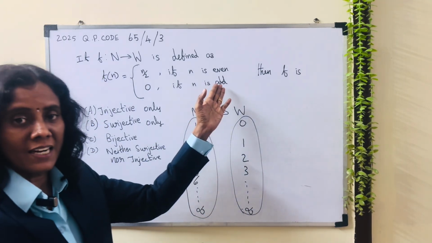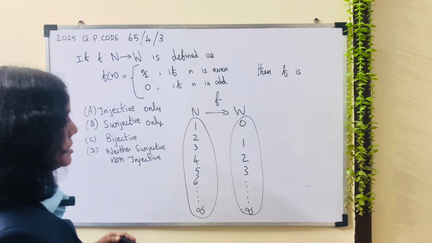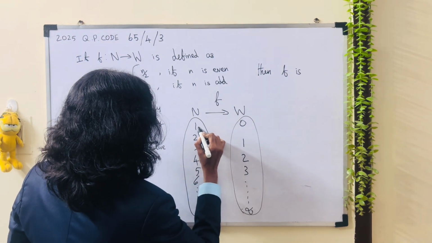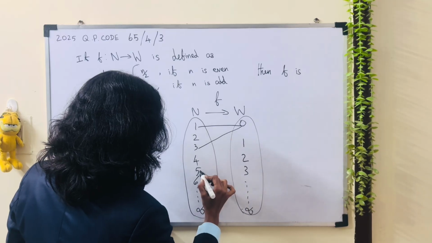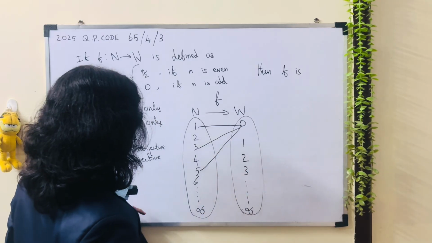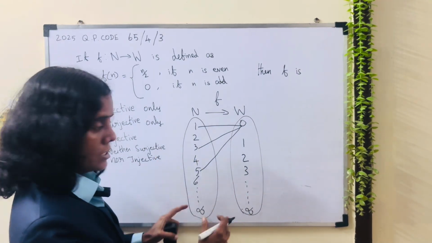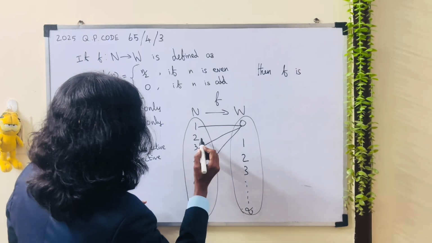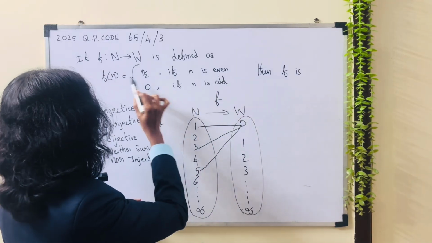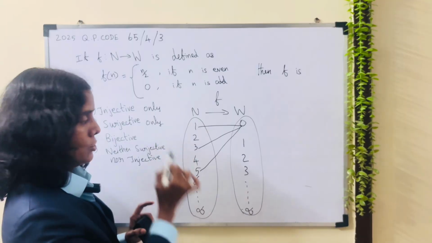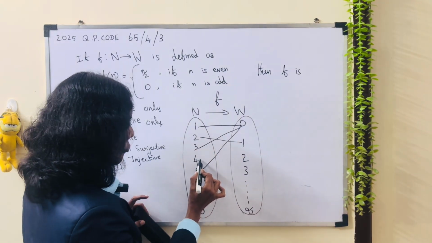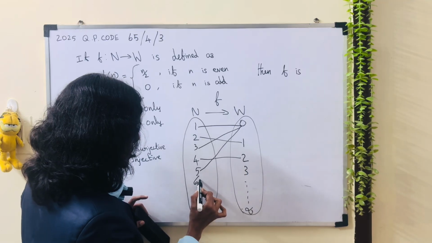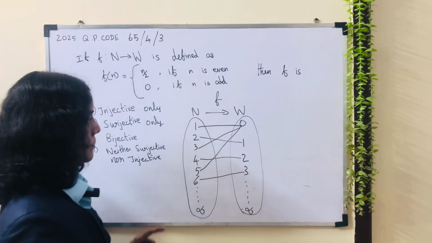Here, if n is odd, f of n is 0. So 1 goes to 0, 3 goes to 0, 5 goes to 0. All odd numbers go to 0. And here if n is even, f of n is n by 2. So for 2, 2 by 2 is 1. 4 by 2 is 2. 6 by 2 is 3.